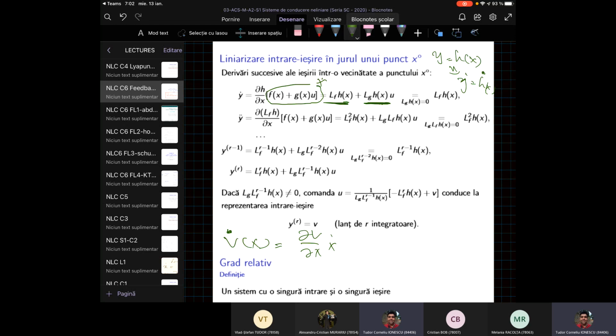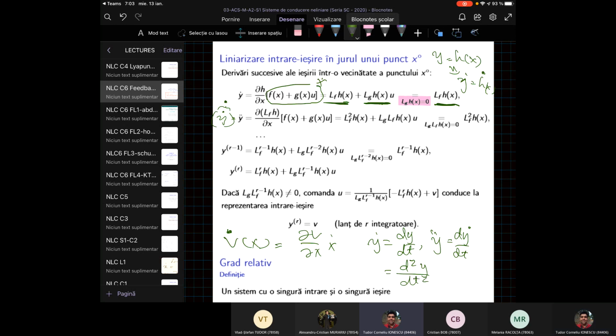Okay. Now, assuming that LgH(x) is 0, the y dot is LfH. Who is y double dot? This is y dot once again. So y dot is dy/dt. Y double dot is d(y dot)/dt. So it's d²y/dt².